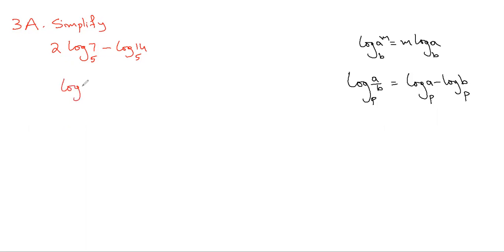So first of all, log 7 square base 5 minus log 14 base 5. After that, using the log a by b formula, 7 square by 14 base 5, which is equal to log of, 7 gets cancelled in 14 two times, so 7 by 2, log 7 by 2 with base 5, right?